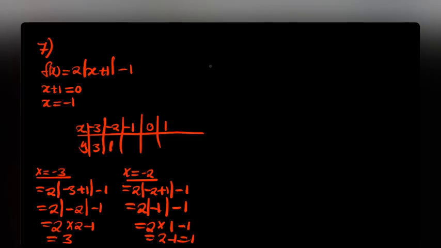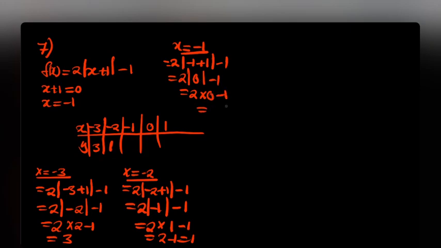Then again we do the same when x is -1. We have 2 here. Where there is x, we put -1 plus 1, then minus 1. That's where we have our vertex. So we have 2, then -1 plus 1 gives us 0, minus 1. So we have 2 times the modulus of 0, minus 1. 2 times 0 gives us 0, minus 1. So this will give us -1. So our vertex will be at -1, -1.